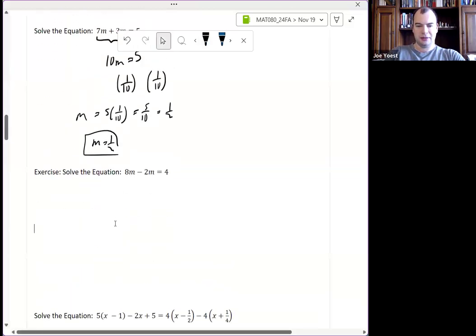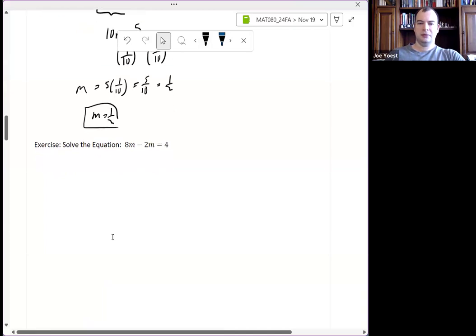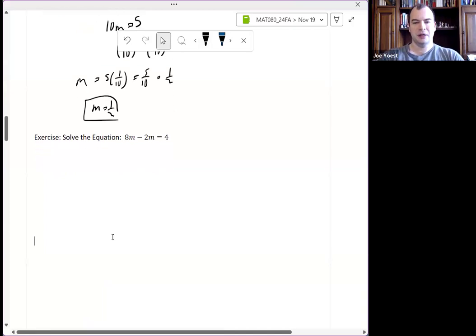Okay, so take about maybe 30 seconds or so and solve this one. 8m minus 2m equals 4.